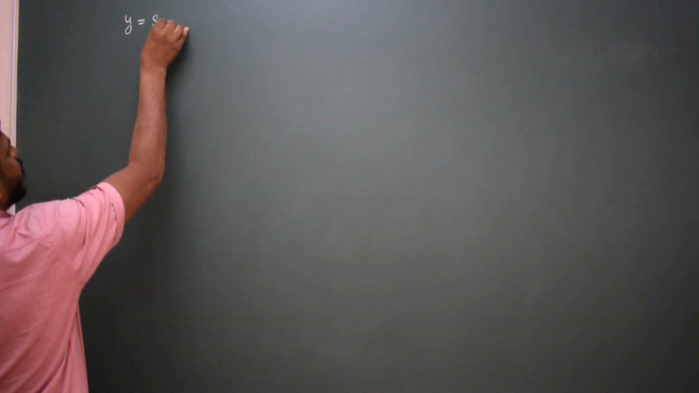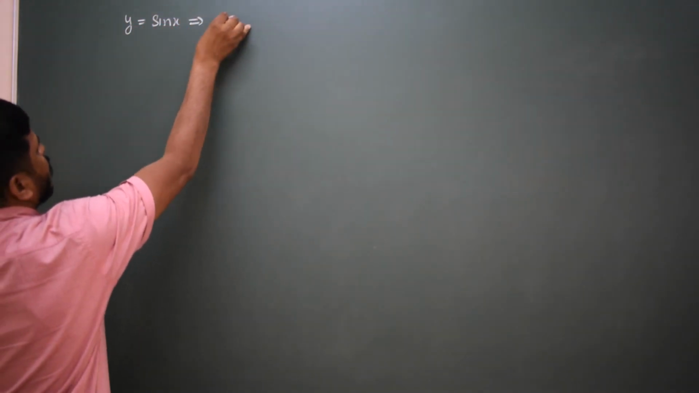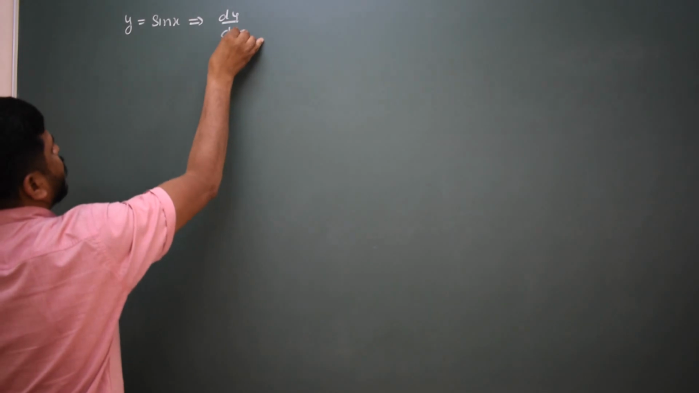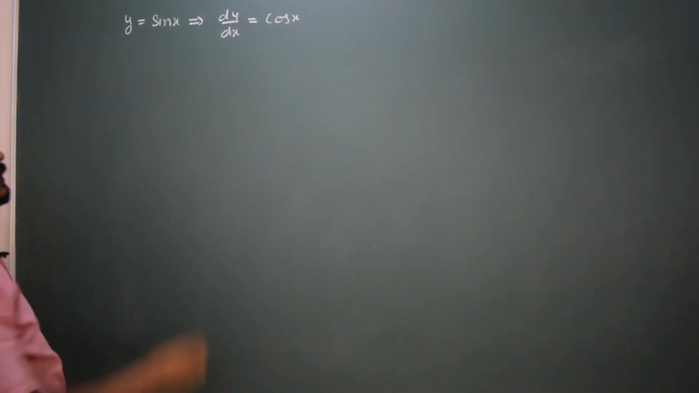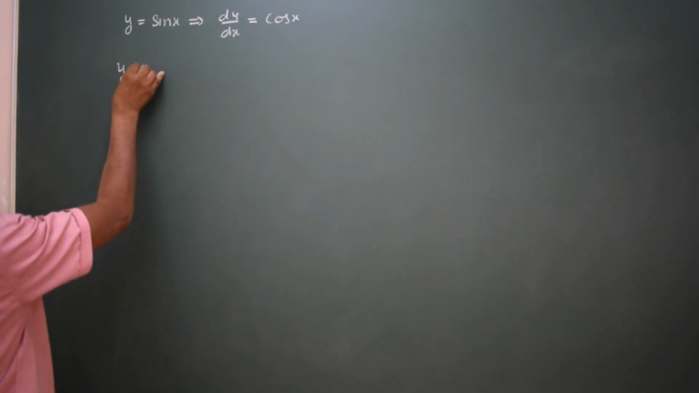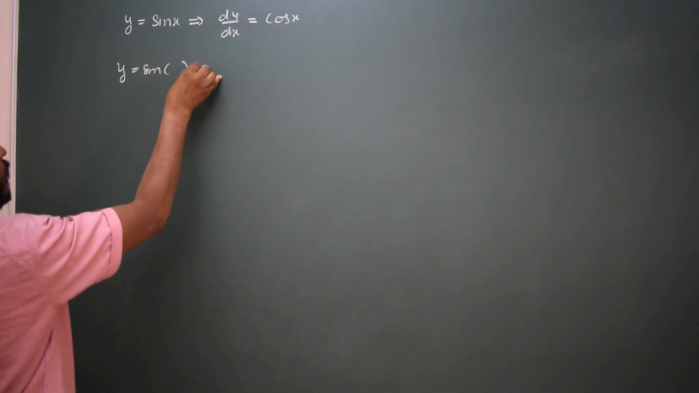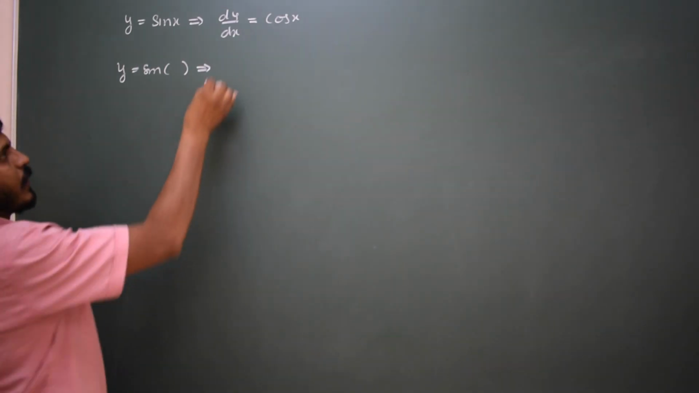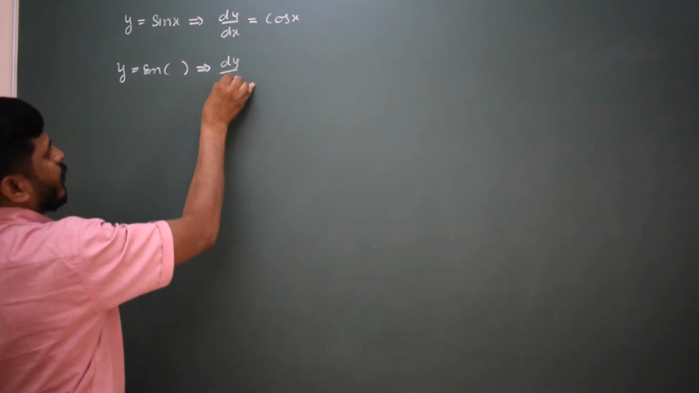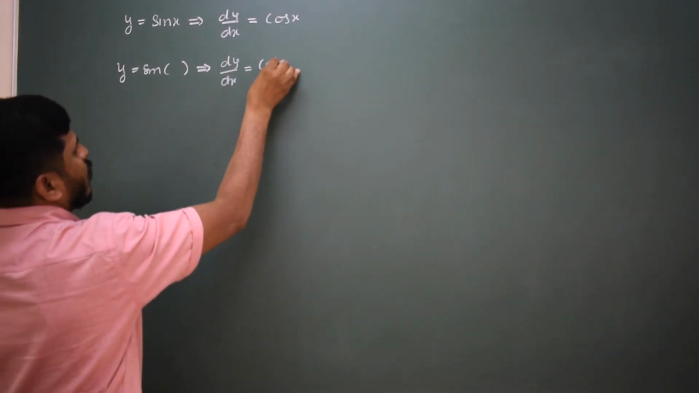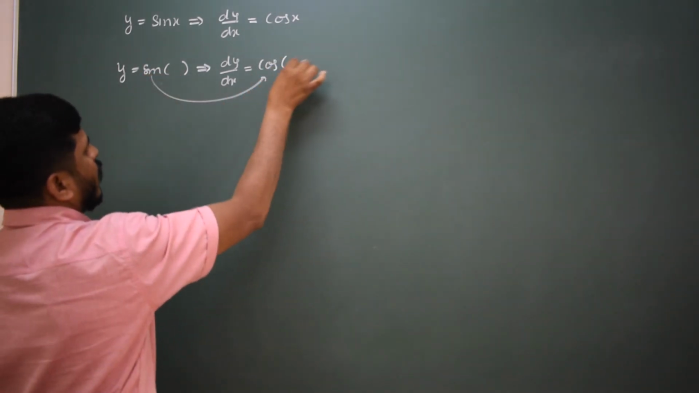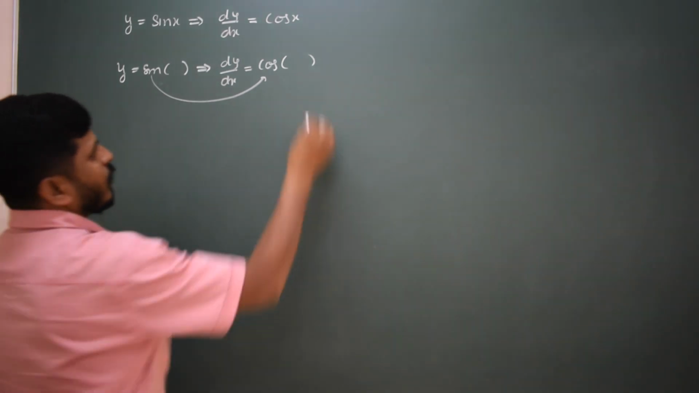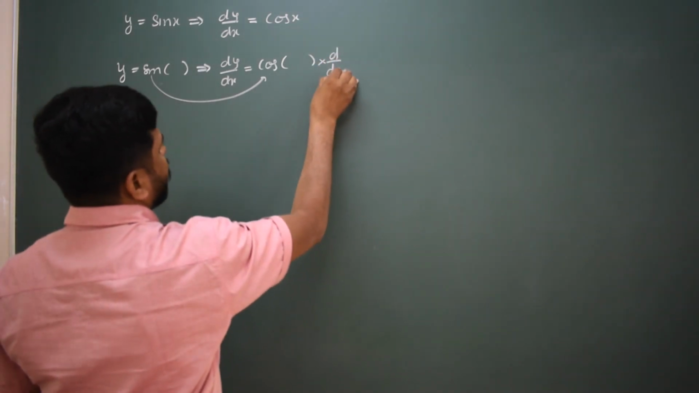Next is trigonometric function. Say y is equal to sin x. What is the differentiation of sin x with respect to x? Is cos x. Don't read it as sin x. Read it as sin of something. What is the differentiation now? dy by dx is equal to cos of something into differentiation of something.